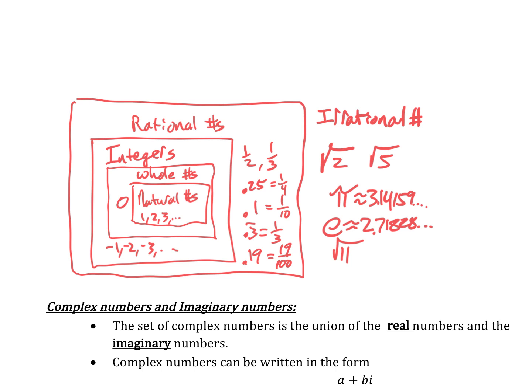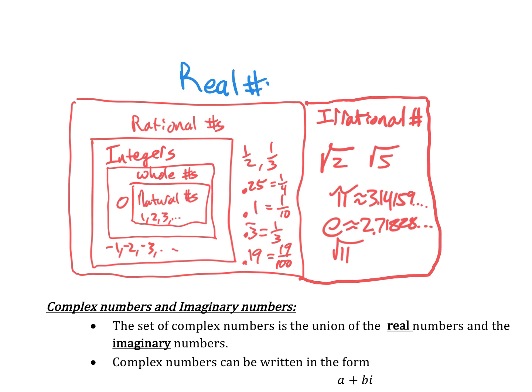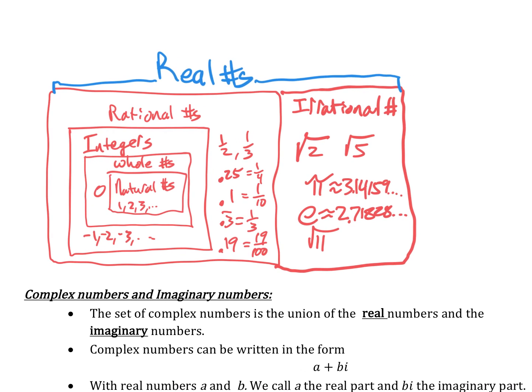However, in fact, there's no space in between that. Now, when we put these together, these are the real numbers. Real numbers include all of the rationals and the irrationals. Those together make up the real numbers.